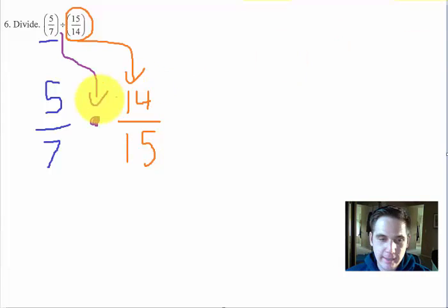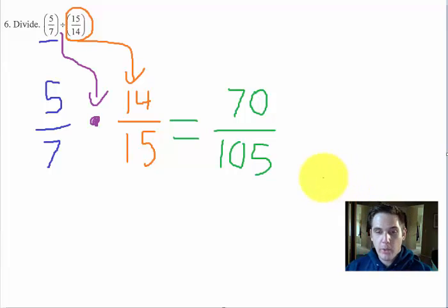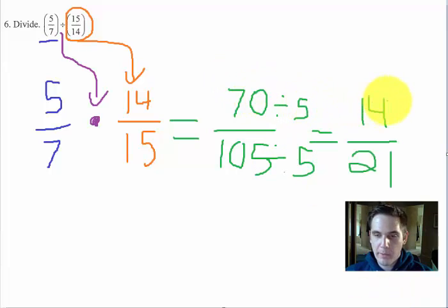All right, let's test it out. So 5 times 14 is 70, and 7 times 15 is 105. Big number. We are going to need to break that down. So I'm not entirely sure what the greatest common factor is, but I know that they're both divisible by 5. So let's go ahead and divide them by 5. And we will get, when we do that, 14 over 21. 70 divided by 5 is 14. 105 divided by 5 is 21.